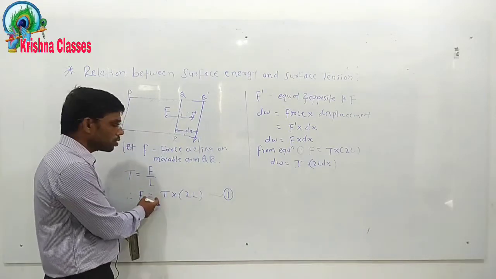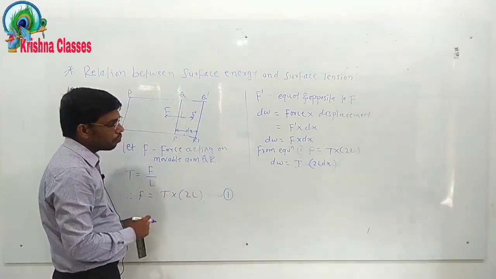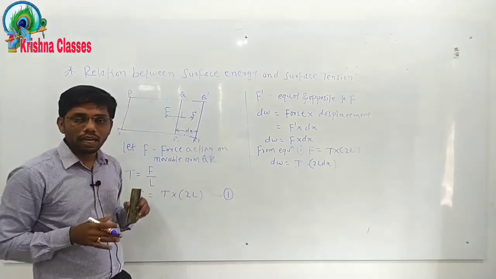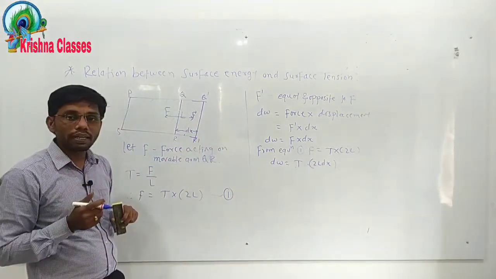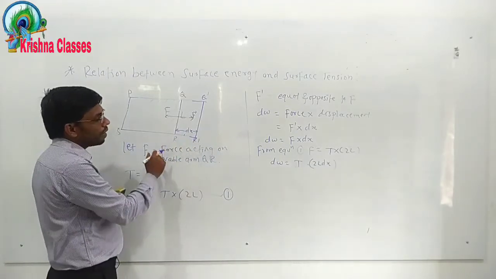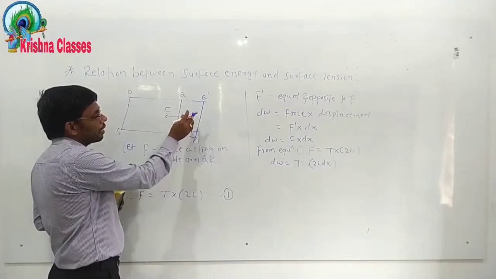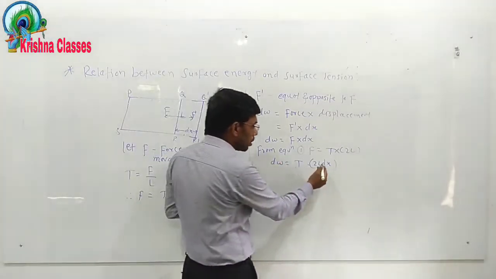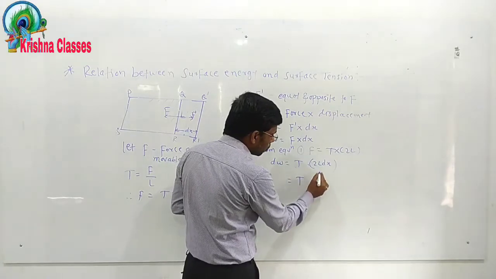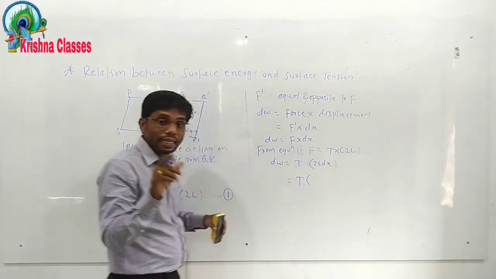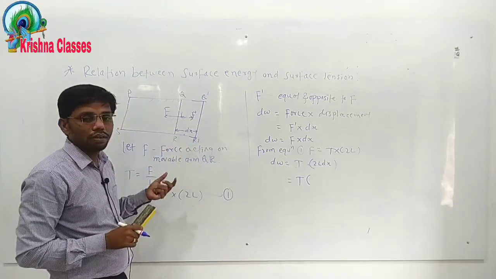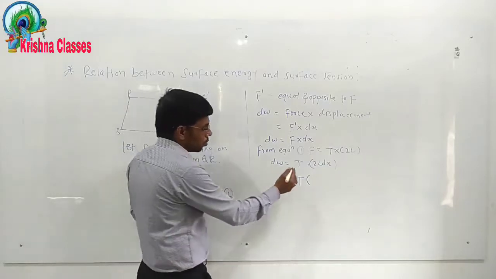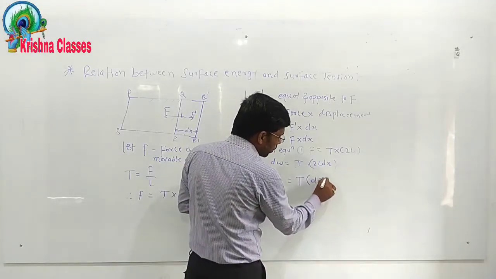Now we just put the value of F from equation 1. So dW is equal to T into twice L dx. Now our frame is a rectangular one, and we know the area of a rectangle is length into breadth. So its length is capital L and its breadth is dx. So we can write this as T times the increased area of this film, so T into dA.